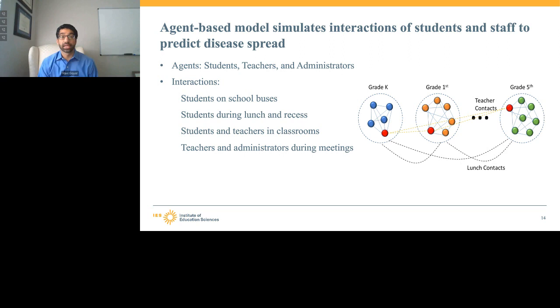The figure here depicts part of the school community. Individuals are represented as circles, and the lines denote interactions among individuals. The figure illustrates that students and teachers are grouped into classrooms and have interactions within the classroom. Students can intermix across classes during lunch, and teachers interact among themselves.